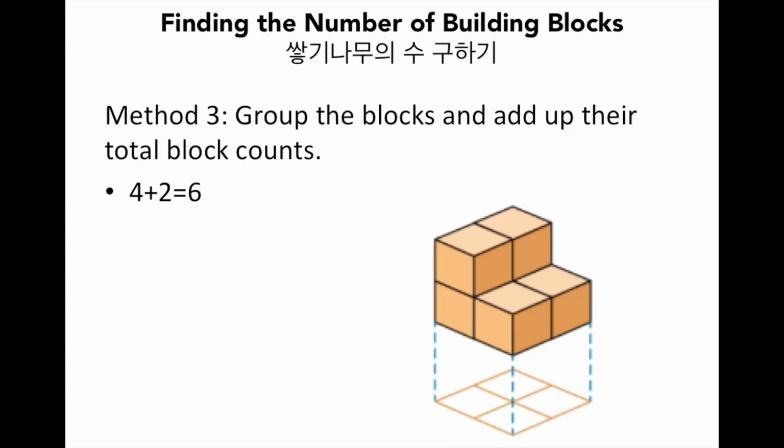So the third method of finding the total number of boxes present is just to group certain boxes together and add up their total box count. So clearly in this example, there's a bottom group and there's a top group. The bottom group has 4 cubes or 4 boxes, and the top group has 2. So since 4 plus 2 equals 6, your total number of building blocks present is 6.